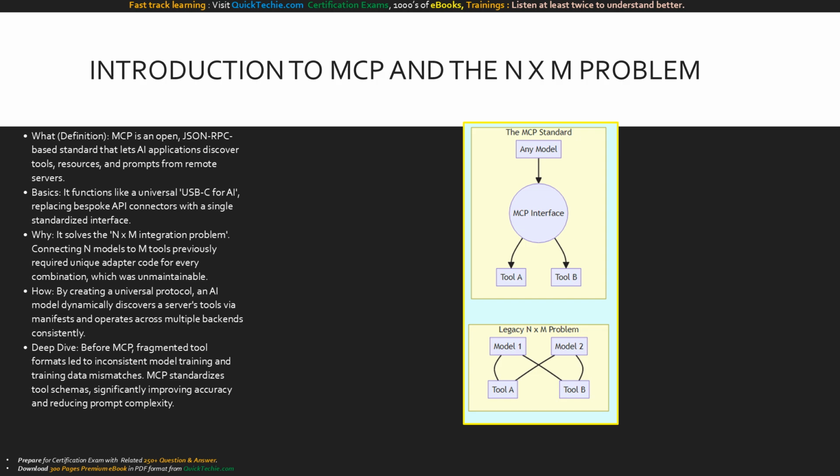Take a look at this flowchart contrasting the legacy approach with the MCP standard. On the left, we see the N times M integration problem, where every model requires a hard-coded, direct connection to every tool, creating a tangled web of dependencies. On the right, we see the elegance of the MCP standard. Any model connects to the unified MCP interface, which effortlessly routes requests to tool A or tool B. This single integration point drastically reduces developer overhead and future-proofs your architecture.